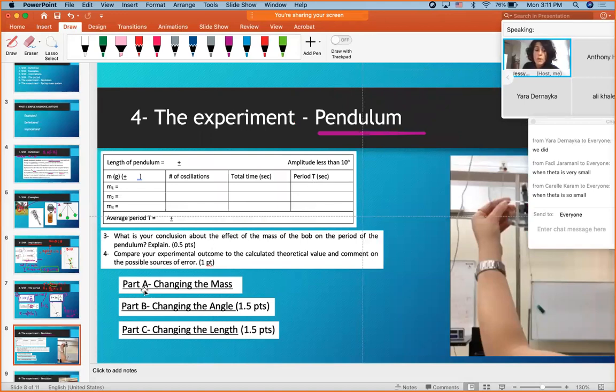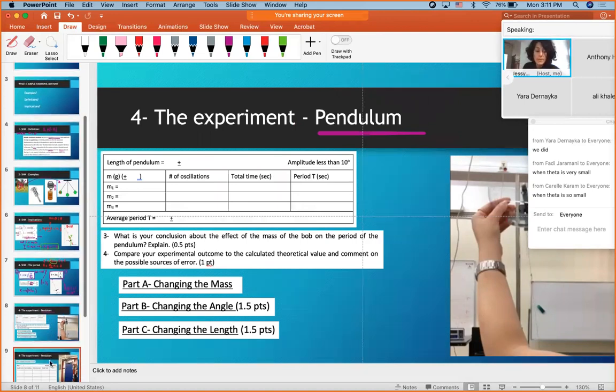Okay? Part A, you change the mass. Part B, you will be given another table where you change the angle. Part C will be given another table where you change the length. Okay? And this is how it's gonna be done.